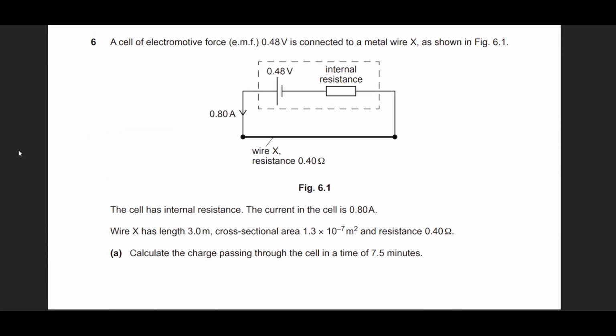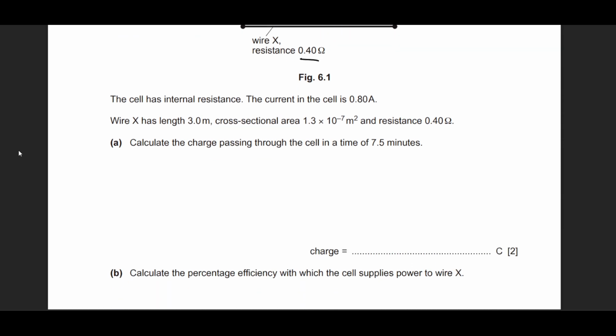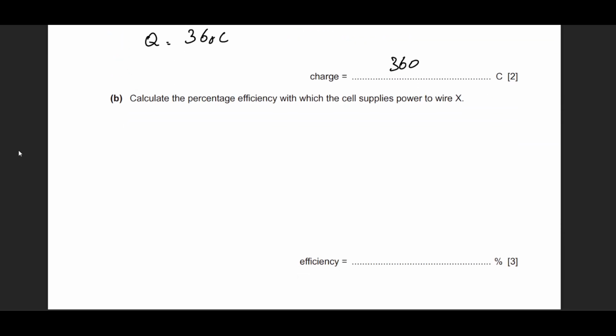All right, question number 6. This is from electricity. There is an internal resistance. We have an EMF. Okay, fine. We have 0.8 amperes of current. There is a resistance of wire. Okay, good. He says calculate the charge passing through the cell in 7.5 minutes. No problem at all. We have I equals Q by T. The current is 0.8, Q is not known, time is 7.5 multiplied by 60. So Q comes out as 360 coulombs of charge. So 360 coulombs have passed through the wire or through the battery.